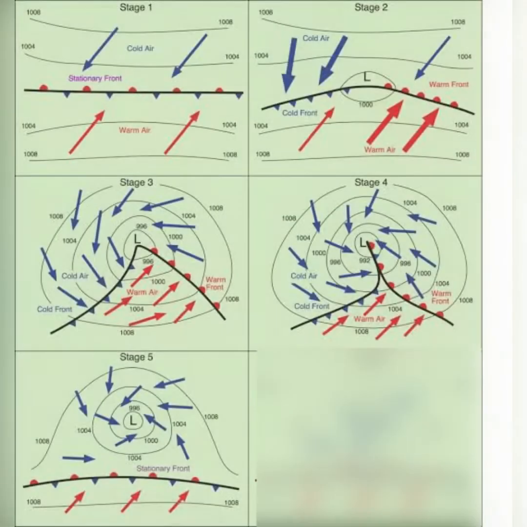The first one will be the initial stage. The second one would be the open stage. The third one would be the mature stage, and the fourth one would be the occluded stage, and the fifth one will be the dissipating stage. Now let's look at these in more detail. Okay, learners, these are the 5 stages that we are going to focus on.